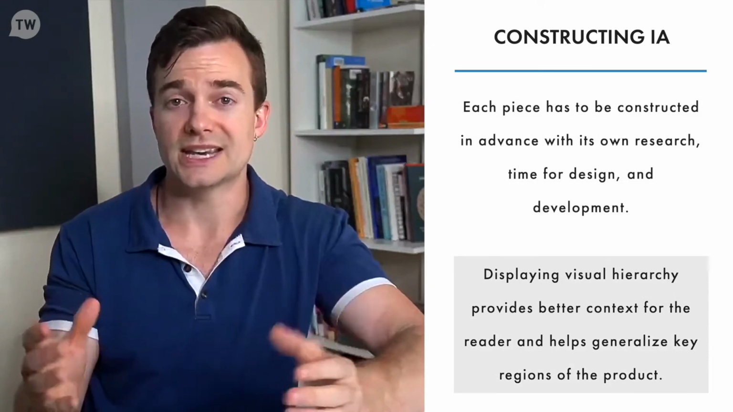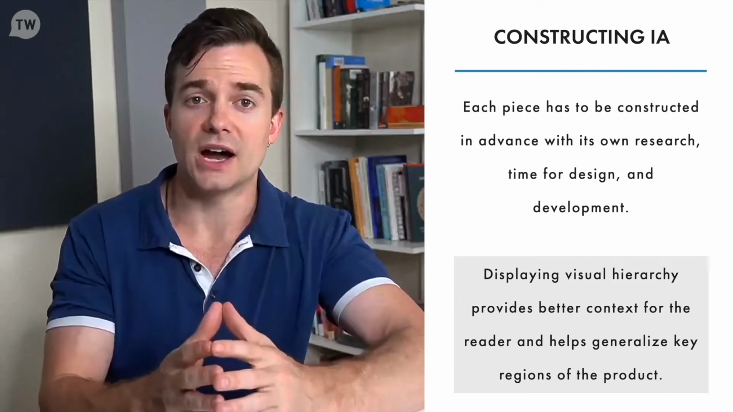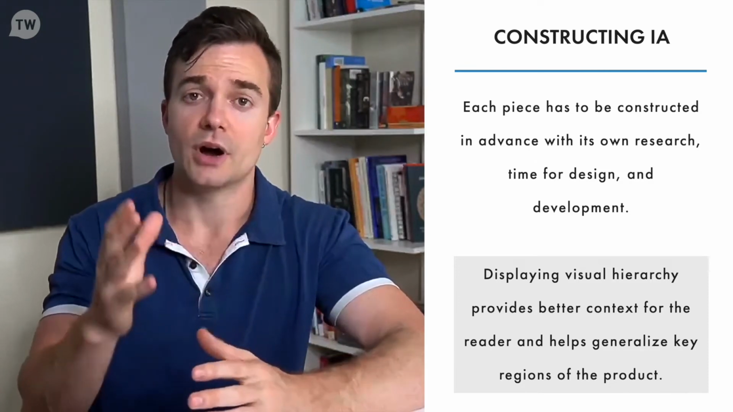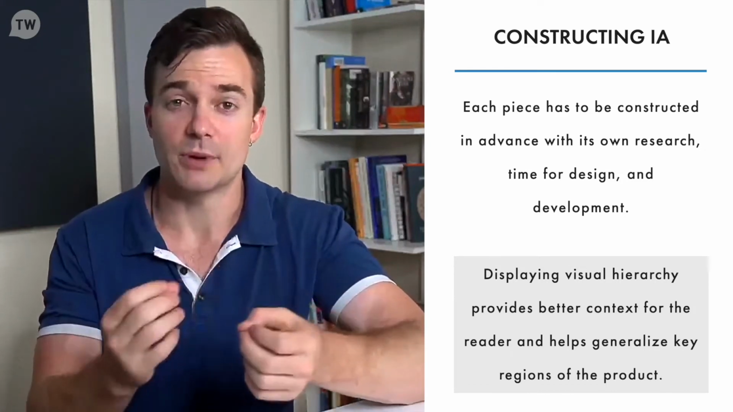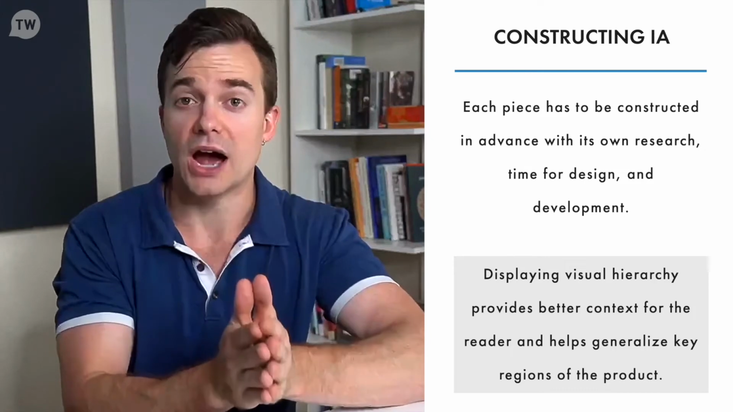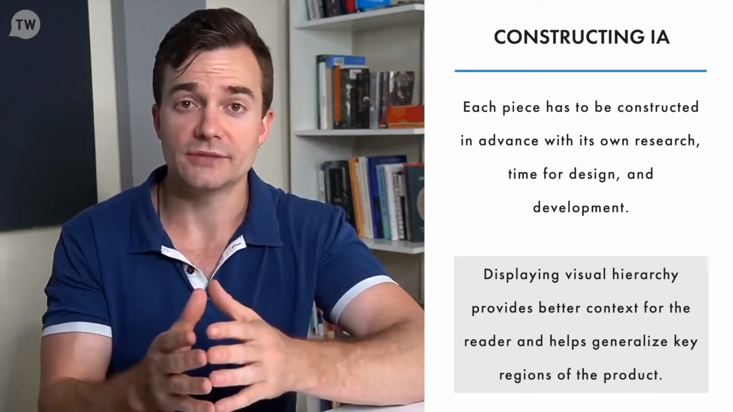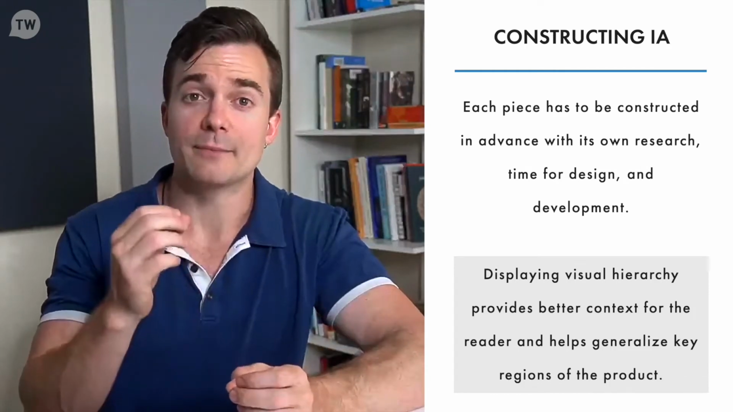Displaying visual hierarchy is a valuable asset to information architecture, not only because it provides better context for the reader, but also generalizes key regions of the product to help people understand it better. If your app's most significant feature, for example, is ordering a ride, so let's say it's Uber or Lyft, which can be done from the homepage, then that page will have the most touch points and the most value to the product. The same will be true for the visual hierarchy when it comes to that app and that experience.